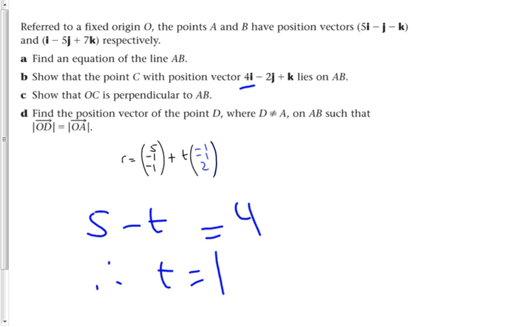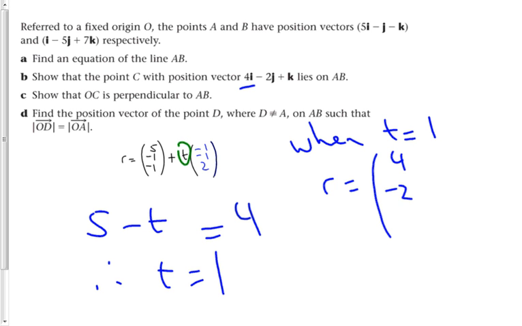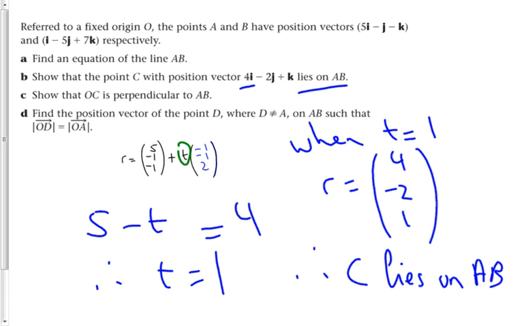And when t is equal to 1, if I substitute t equals 1 into here, I get 4, -2, 1. And therefore C lies on AB. Simply substituting t equals 1 into this vector equation, I get the point 4, -2, 1, and therefore C lies on AB.